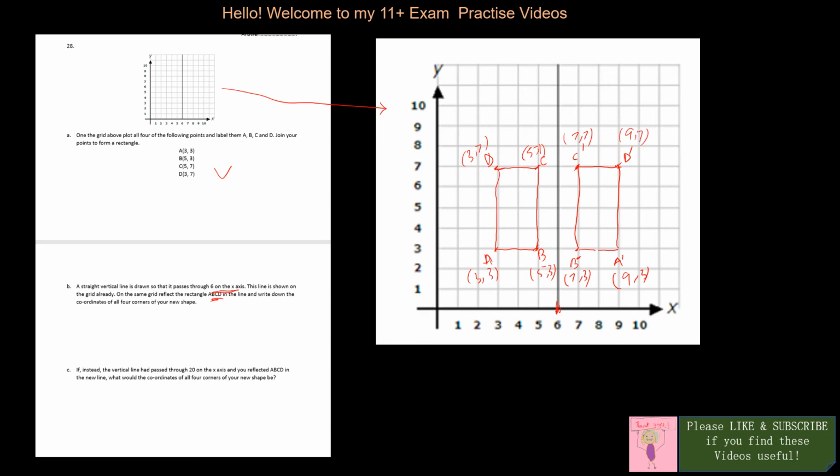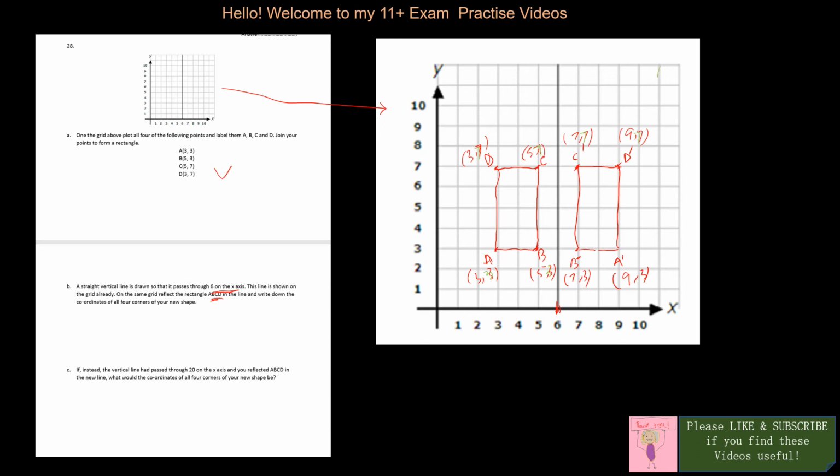So what you notice is the y coordinates. These are your y coordinates, and this is 7. So the y coordinates remain the same, and then we have 3, 3, and 3. What changes is the x coordinate, okay? Right. Bearing that in mind, the next question is saying, if instead a vertical line had passed through 20 on the x-axis and you reflect ABCD in the new line, what would be the new coordinates?